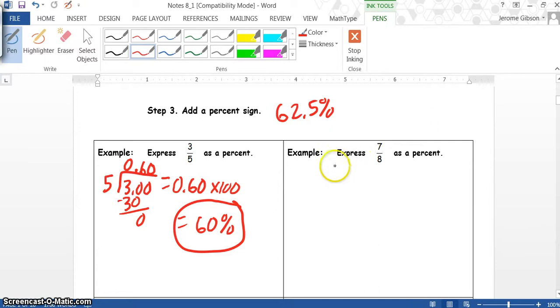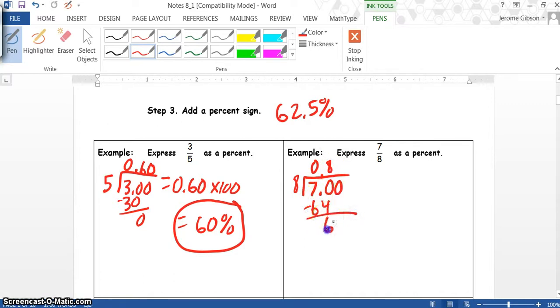Okay, we come to our next example. We're going to take 8 into 7. And remember, I said I always add 2 zeros behind the decimal. That's just something I do. You don't have to necessarily do it. So 8 into 7 goes 0 times. 8 goes into 70 8 times. 8 times 8 is 64.